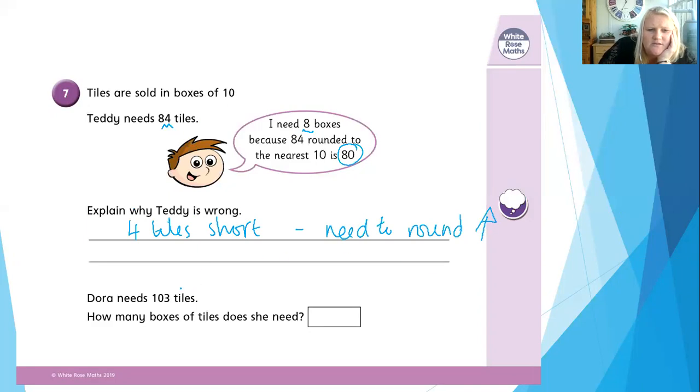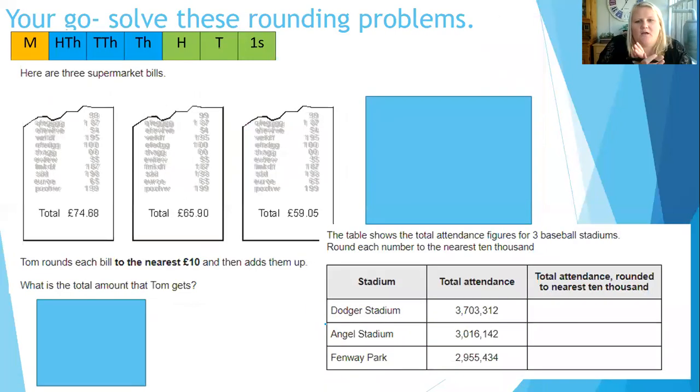Okay, this one's a nice sort of mathsy question for you. This is not really much to do with rounding, but we'll give it a go anyway. Dora needs 103 tiles. How many boxes of tiles does she need? They're sold in boxes of 10. Oh, it is rounding. Oh, it absolutely is rounding. Okay, 103. If I round that to the nearest 10, I get 100, which is 10 boxes. Do I have enough? No, I do not. I am 3 short. So she's going to have to get another box, which means she's going to have to get 11.